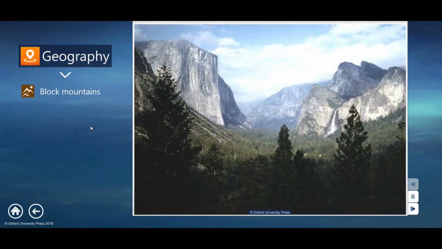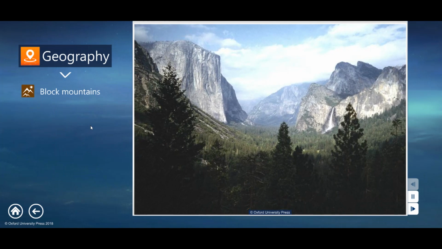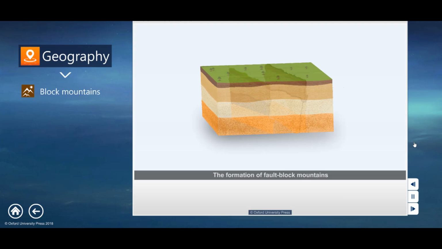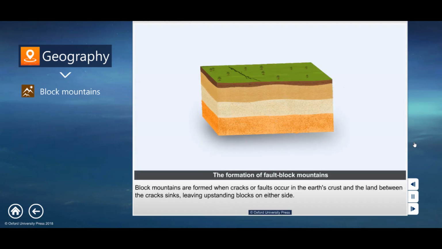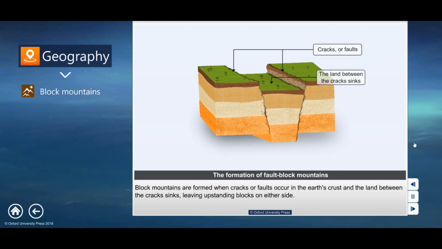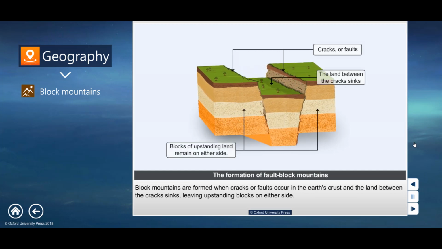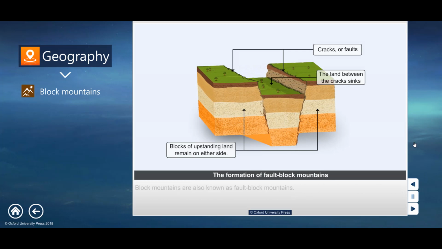Block mountains. Block mountains are formed when cracks or faults occur in the Earth's crust, and the land between the cracks sinks, leaving upstanding blocks on either side. Block mountains are also known as fault block mountains.